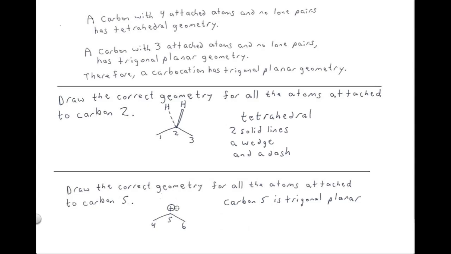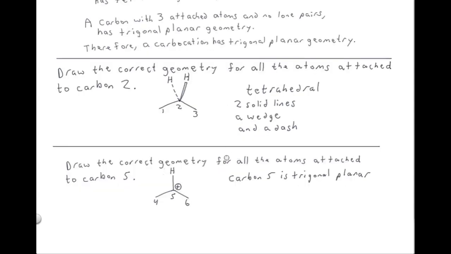Now the key thing is we're not going to draw the hidden hydrogen on a wedge or a dash. If you draw that hidden hydrogen on a wedge or a dash, that would be a mistake. Remember, planar means flat, all in the same flat plane. So the hydrogen should be in the same flat plane of the page as carbons 4 and 6. The correct way to show this geometry is all 3 attached atoms on solid lines to show that they're all in the same plane of the page.